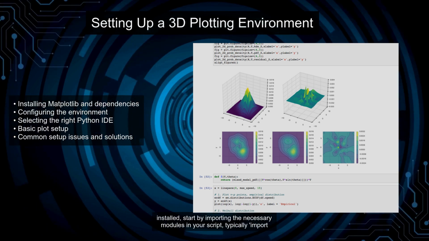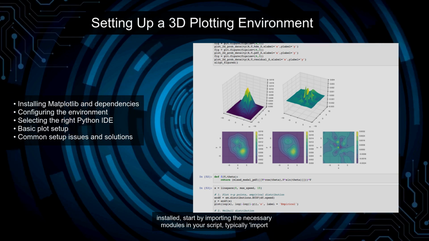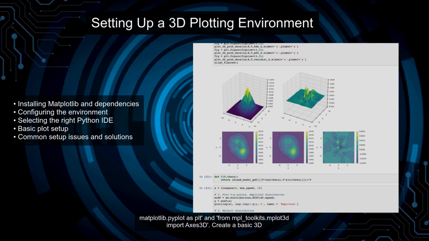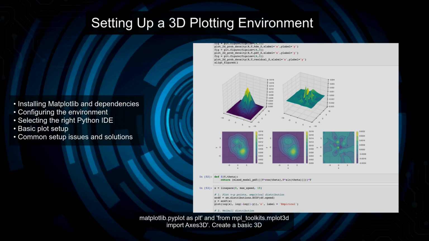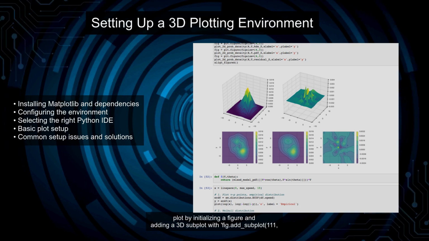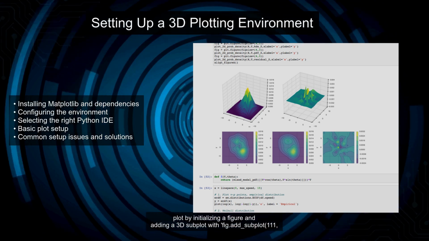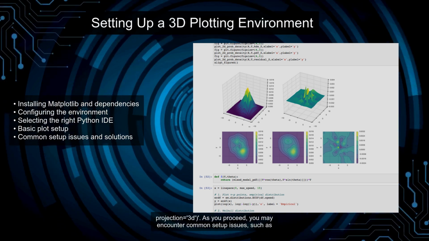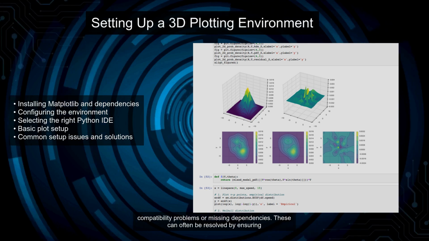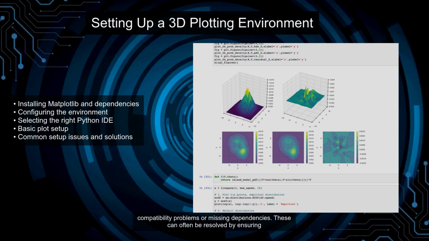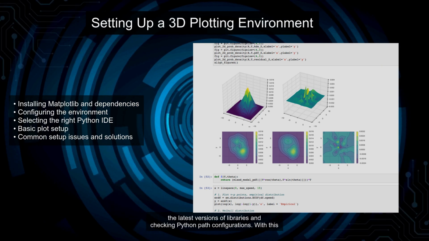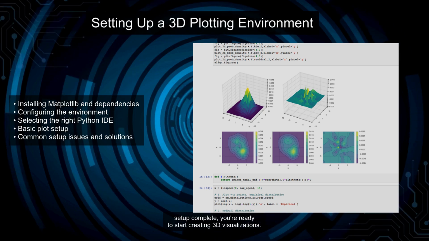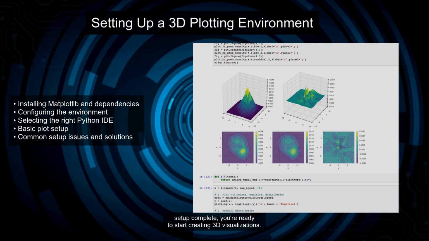Once installed, start by importing the necessary modules in your script. Typically, import matplotlib.pyplot as plt and from mpl_toolkits.mplot3d import Axes3D. Create a basic 3D plot by initializing a figure and adding a 3D subplot with fig.add_subplot(111, projection='3d'). As you proceed, you may encounter common setup issues, such as compatibility problems or missing dependencies. These can often be resolved by ensuring the latest versions of libraries and checking Python path configurations. With this setup complete, you're ready to start creating 3D visualizations.